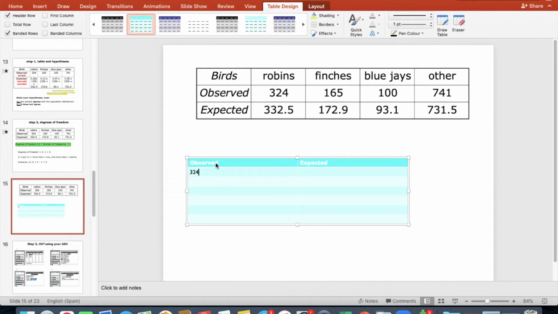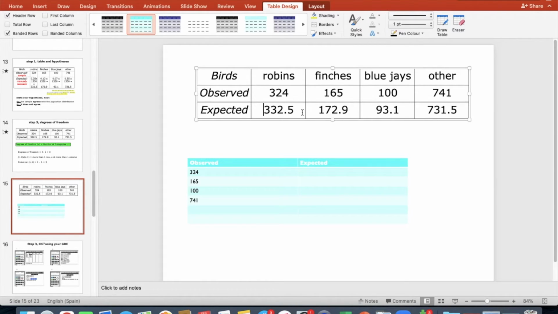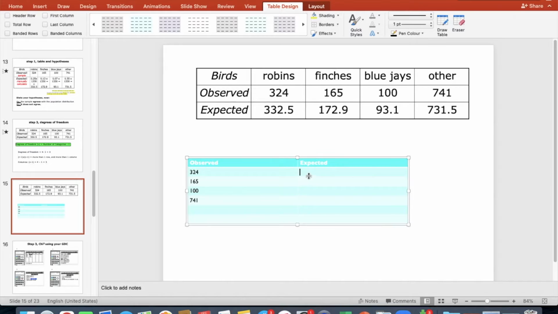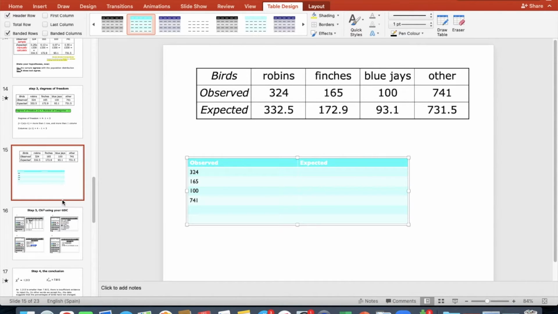So this would be 324, 165, 100, 741. You can hopefully see the pattern. And then we'd put 332.5 here, 172.9 here, 93.1 here, and 731.5 here.